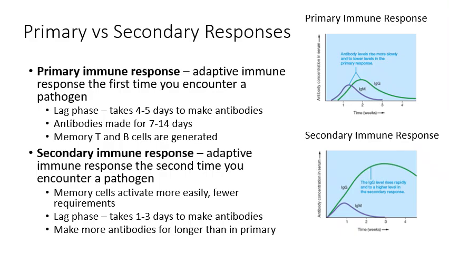For your primary immune response, it can take about half a week to start making antibodies against the pathogen that you're sick with, and the total amount of antibodies that you make is not going to be that high. For the secondary immune response, you can be making antibodies the first day that you have the infection, and the amount of antibodies that you make is going to be a lot higher overall. So it's a faster and a stronger immune response.